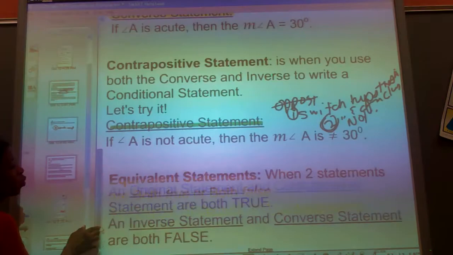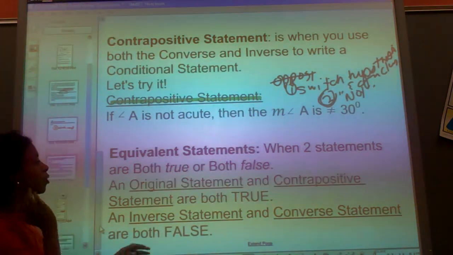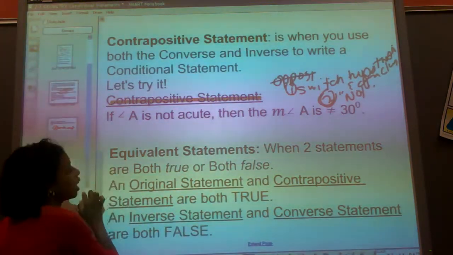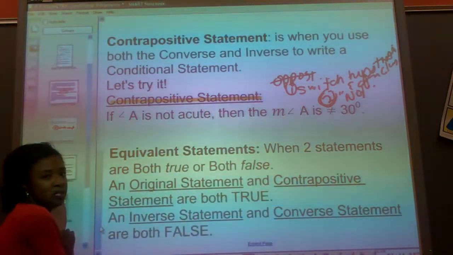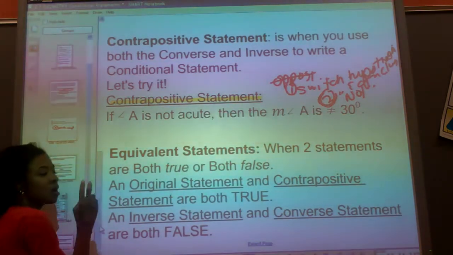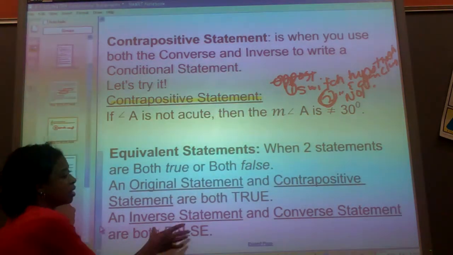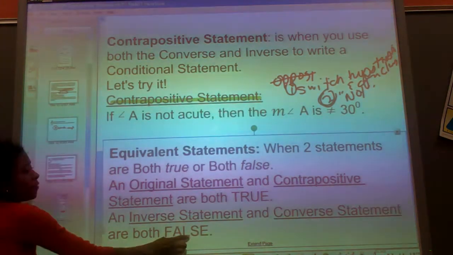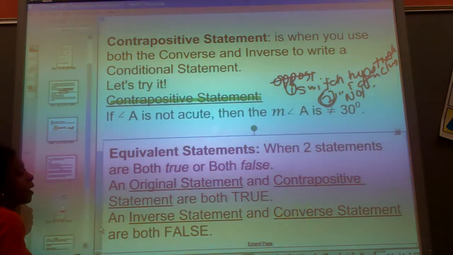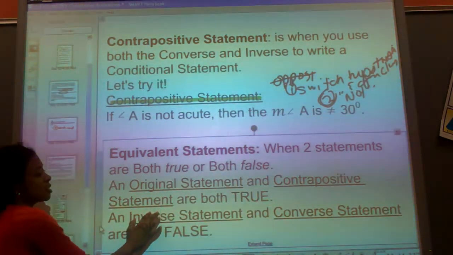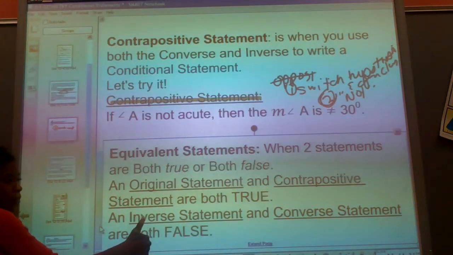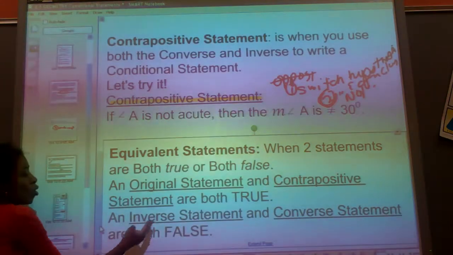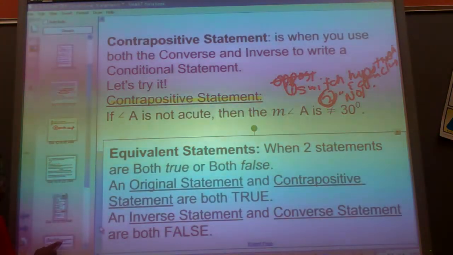What's equivalent? Equivalent statements are when two statements both agree. These are the two that should always agree. The original statement and the contrapositive should both mean the same exact thing. The other two that should always be the same: the inverse statement and the converse statement should always mean the same thing. Both will be false. Let's go back again. Original statement and contrapositive statements are both going to be true. And then the inverse and converse are the same, and both of those will be false.